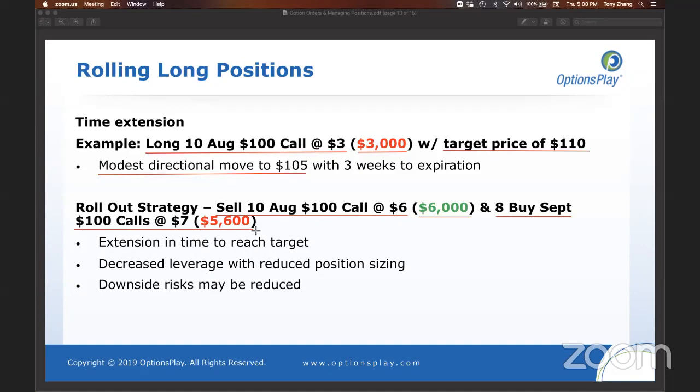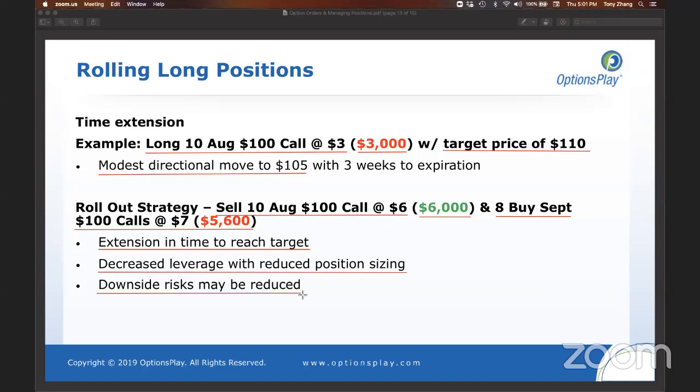Not only have I reduced my risk, I've bought myself another month in time. So what this achieves is an extension in time to reach the target price that I expected, with a little bit more time. But just keep in mind that because I traded 10 contracts of the August calls for 8 contracts of the September calls, I do get a slight decrease in leverage, so I have a reduced position size. So you can buy yourself more time without paying any more money, just that you're going to reduce the amount of leverage that you have. And when you do so, your downside risk, generally speaking, may be reduced as well. And generally speaking, you don't want to make this type of trade where you're increasing your risk.